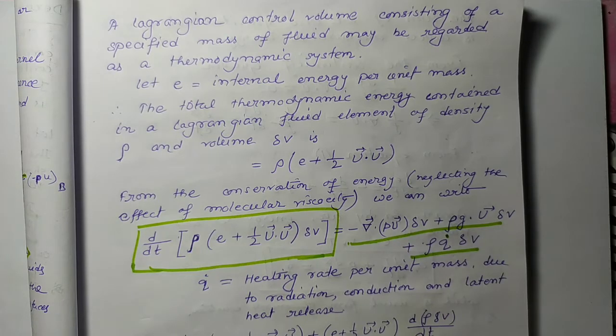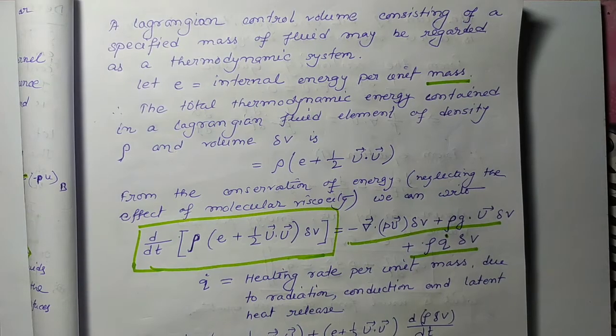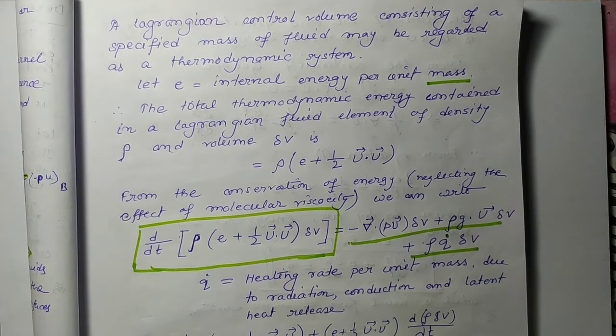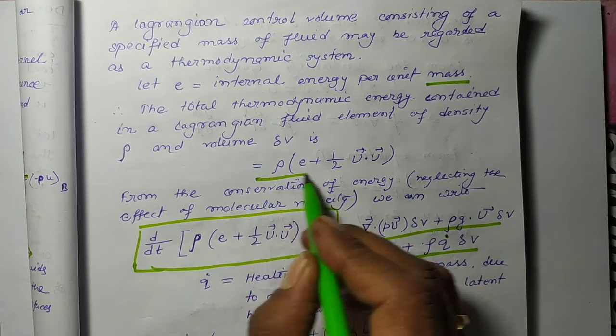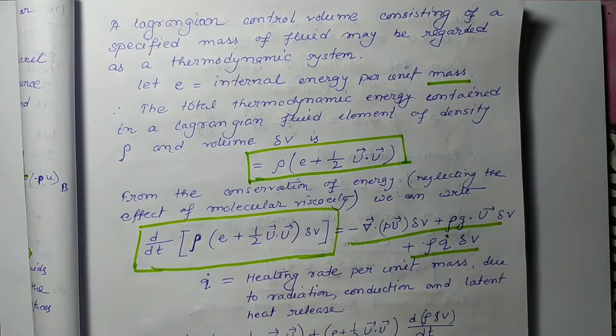As already discussed, a Lagrangian control volume consisting of a specific mass of fluid may be regarded as a thermodynamic system. That's why we are using a Lagrangian formulation here. So for that purpose, let us consider E as the internal energy per unit mass. The total thermodynamic energy contained in a Lagrangian fluid element of density rho and volume delta V can be given by this. You have to remember this for a Lagrangian fluid: the total thermodynamic energy will be rho (E plus half U squared).